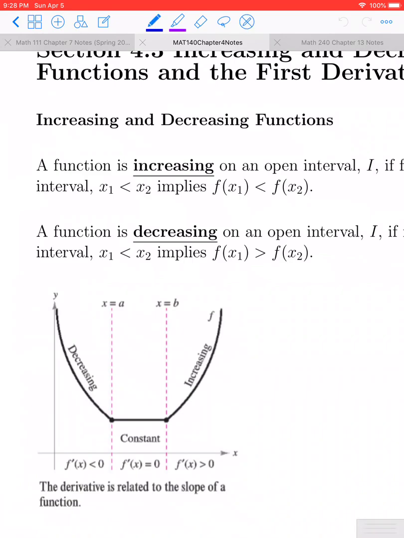The condition that x1 is less than x2 simply means that we would read the graph as we would read a book. We're going from left to right. And if the function value on the left-hand side is less than the function value on the right-hand side, in other words, if the graph appears to be moving in an upwards manner, then that function is increasing on that interval.